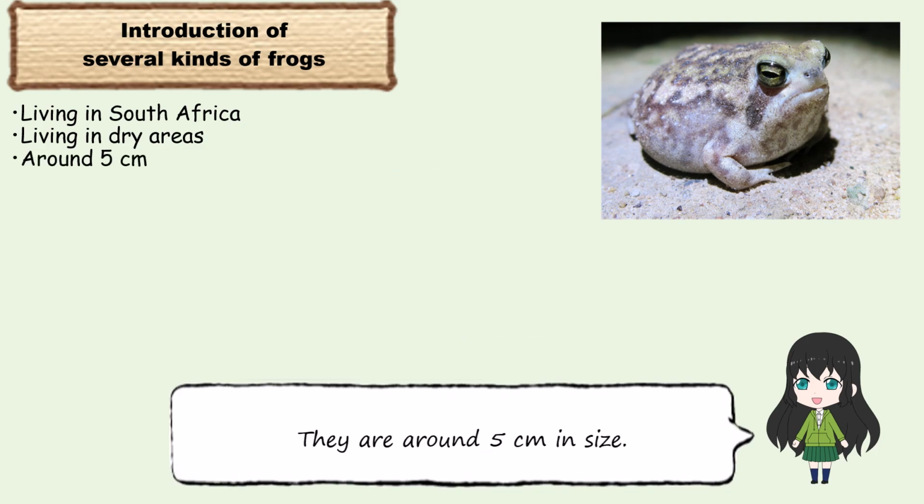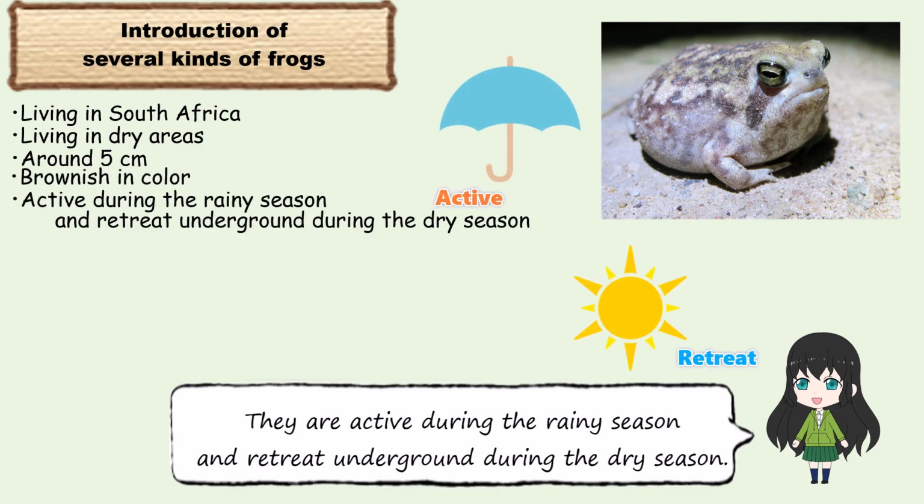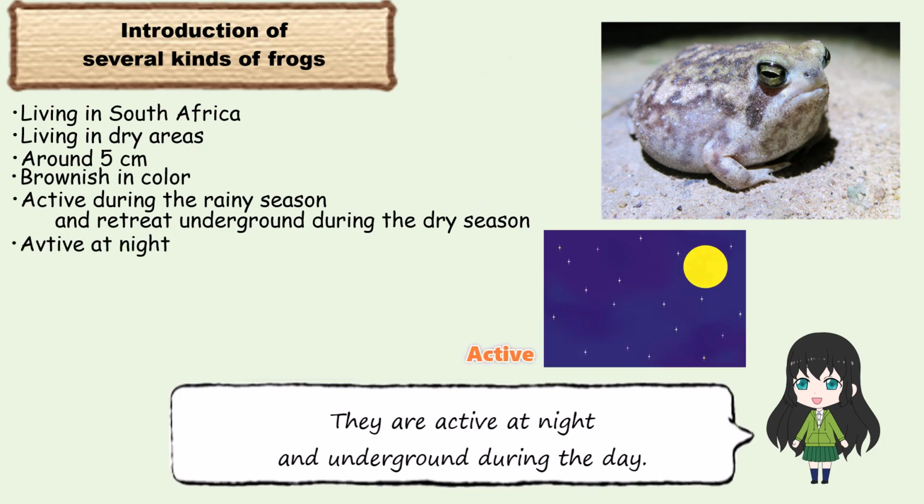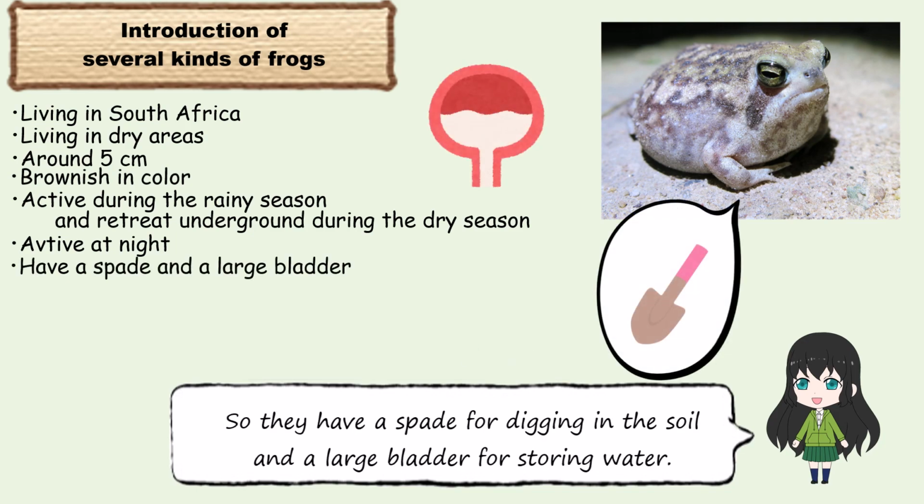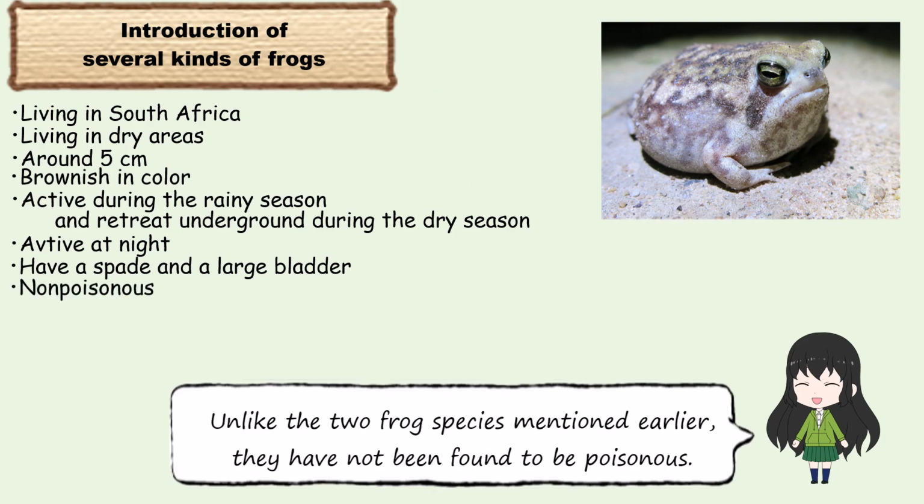They are around 5 centimeters in size. They are brownish in color. They are active during the rainy season and retreat underground during the dry season. They are active at night and underground during the day. So they have a spade for digging in the soil and a large bladder for storing water. Unlike the 2 frog species mentioned earlier, they have not been found to be poisonous.